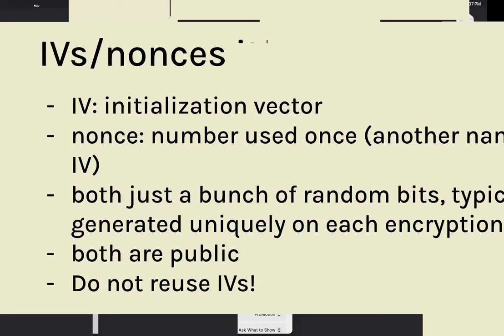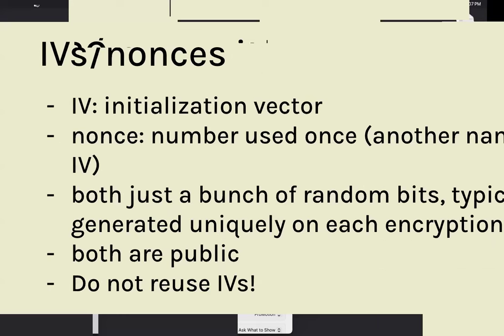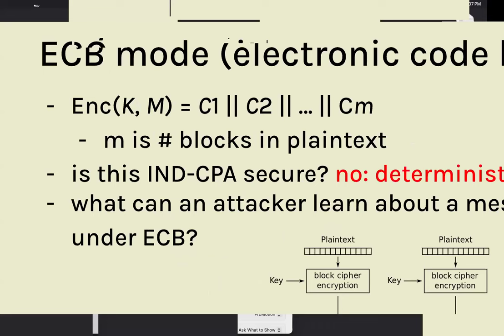Wait, so if the IV is public, the hacker knows what it is. Yes. So if the hacker knows what the IV is and the method of decrypting is deterministic, why can't they use the same information that the person decoding it has to decode the message? They don't have the key. They know the IV, they know the ciphertext, but they don't have the key. So let's go back. Right now, let's answer this question.